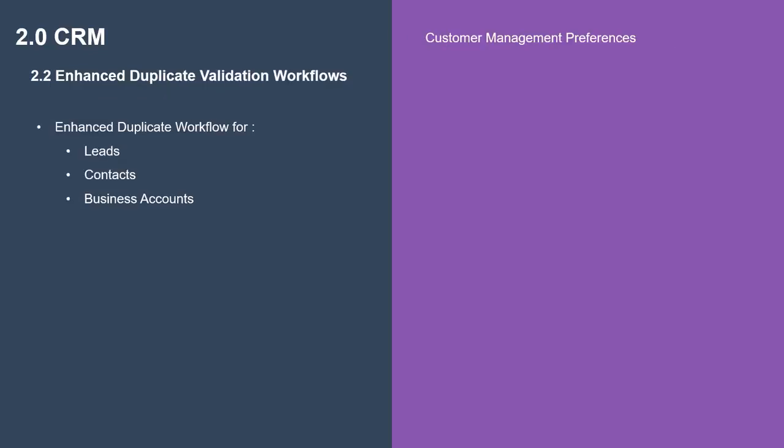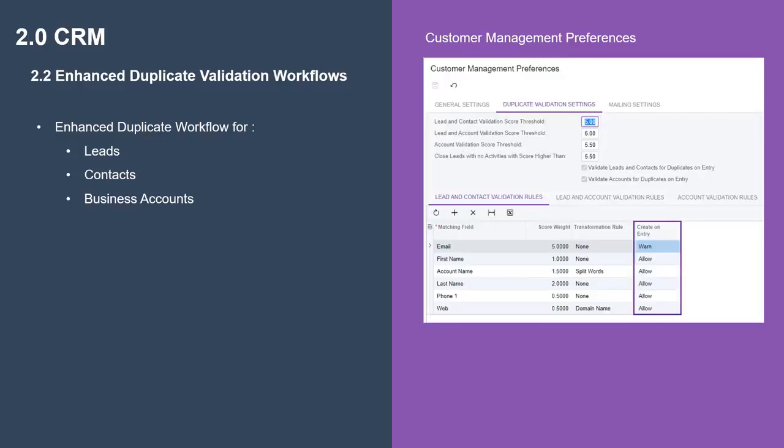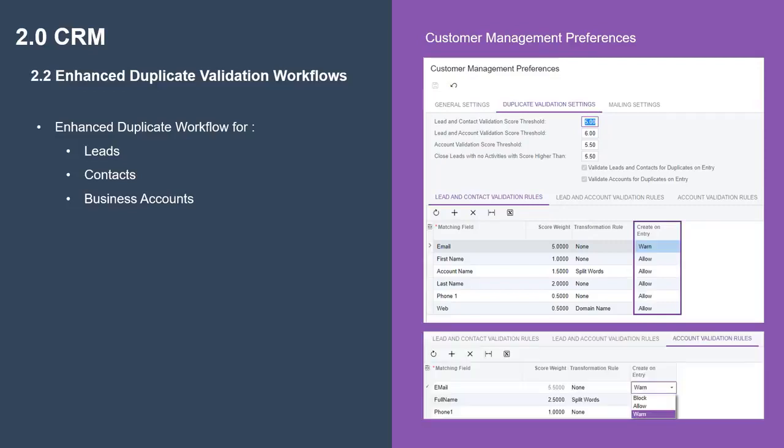In 2021.1.1, users can now check if a duplicate exists for a lead or contact before a new record has been created. A Create on Entry column has been added to the tabs of the Customer Management Preferences screen, where you can select to either check and allow or check and warn. Allow is the default. There is an additional block option on the Account Validation Rules tab that prevents the creation of a duplicate business account.